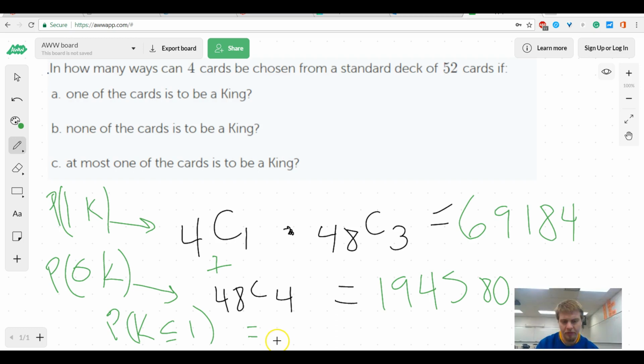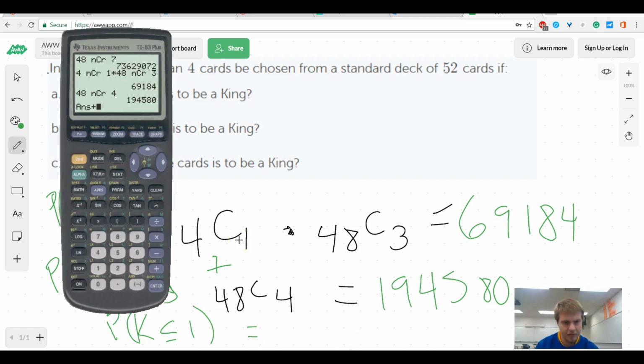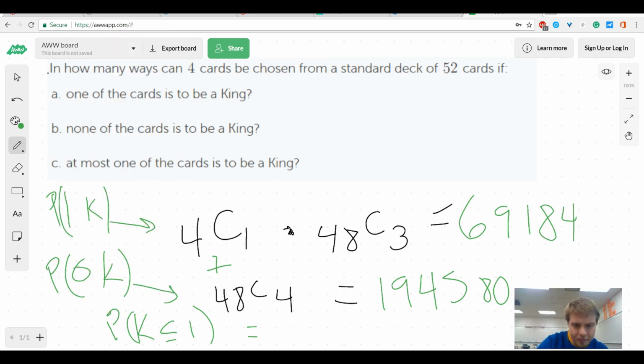Well, then we want both for this king thing, so let's add those together. Plus 69184, which is a big number, 263764.